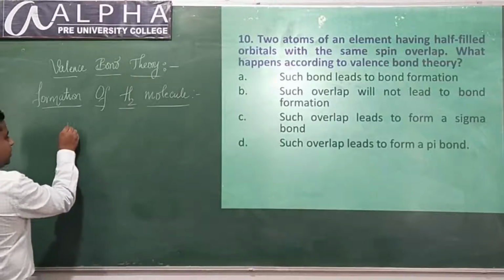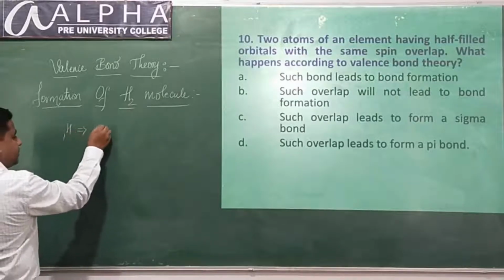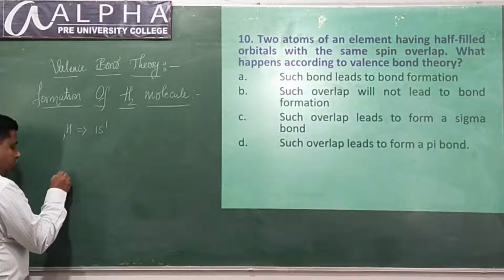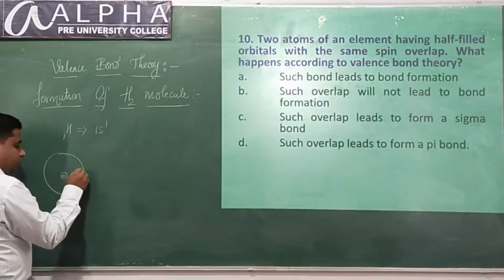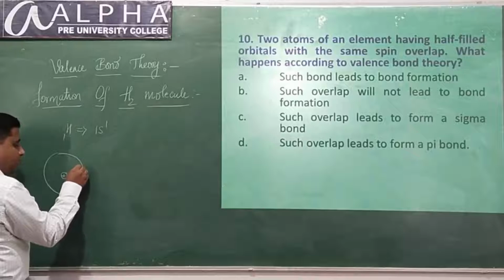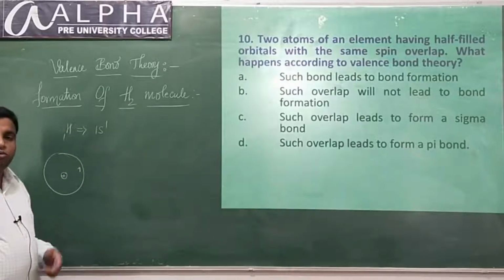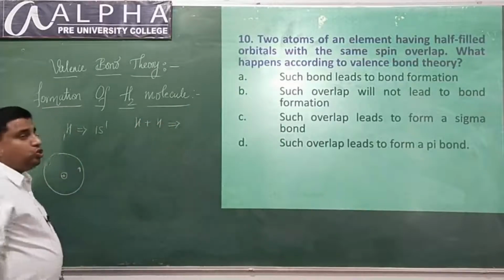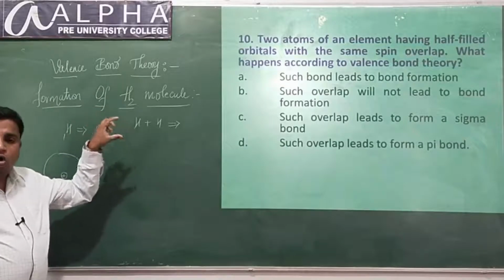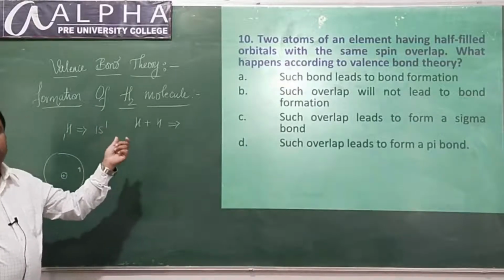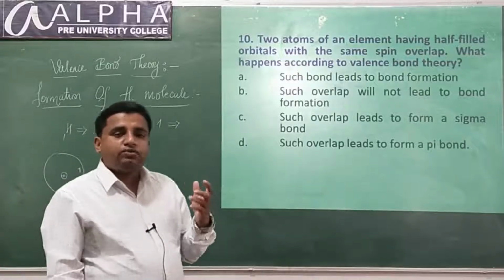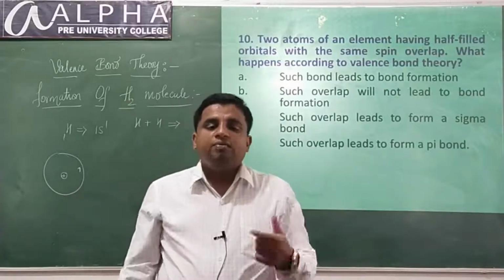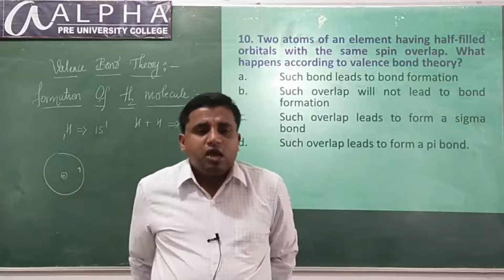Hydrogen atomic number is 1 and its electronic configuration is 1s1, isn't it? So that means hydrogen has 1 proton and 1 electron. According to valency bond theory, a covalent bond is formed by the overlapping of atomic orbitals. If the atomic orbitals overlap, there will be a bond formation, and that bond formed is called a covalent bond.